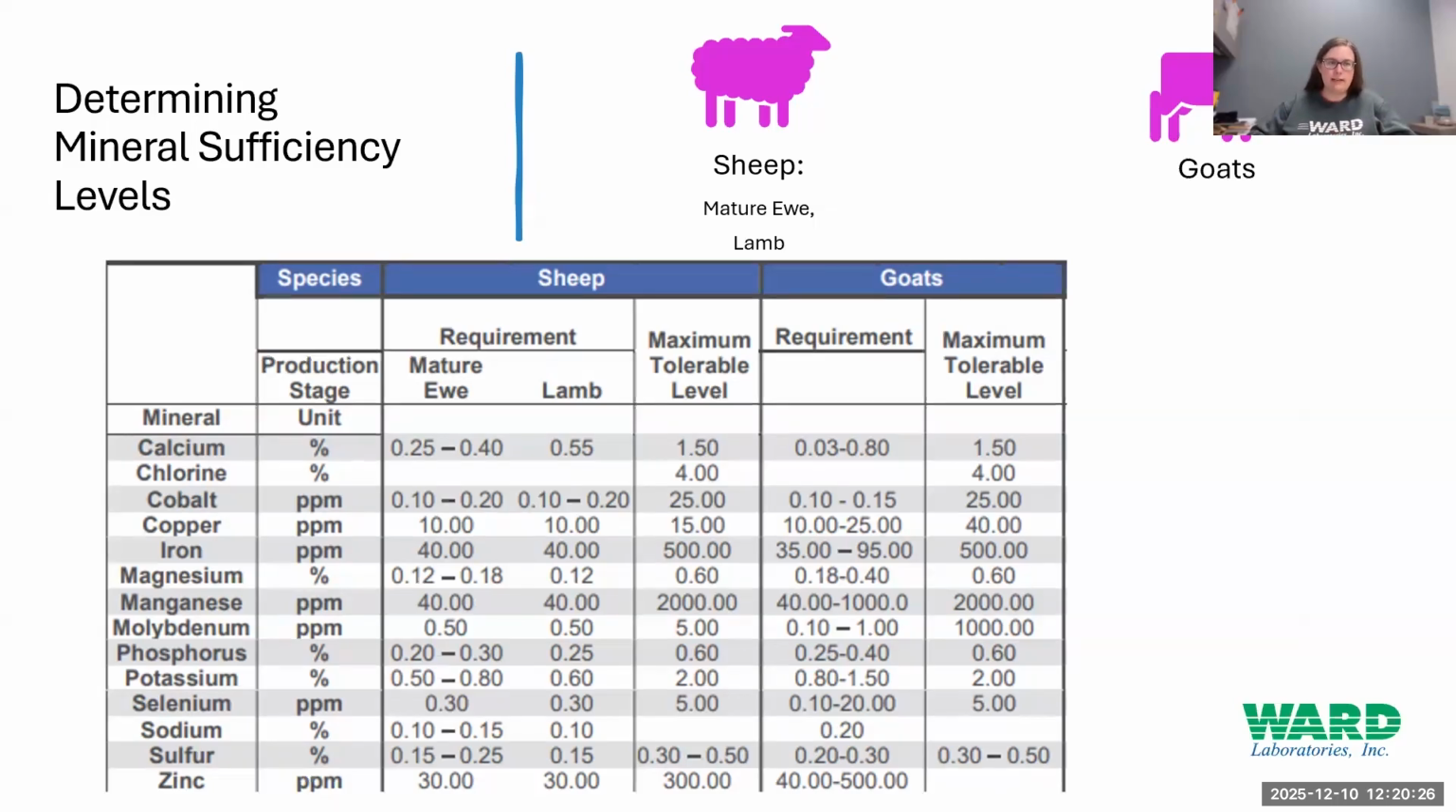So moving on. So the reason why we're even analyzing those minerals to begin with is we want to compare what's in our forage to what the animal nutrient requirement is, and then we can make a really good decision about what mineral to be feeding those animals. So this is just the sheep and goat maximum tolerable level and requirements from NRC, and it is found also in the ward guide on this compiled table here.